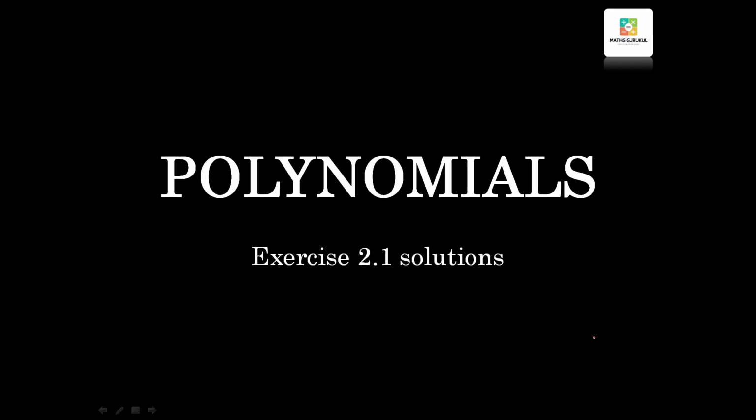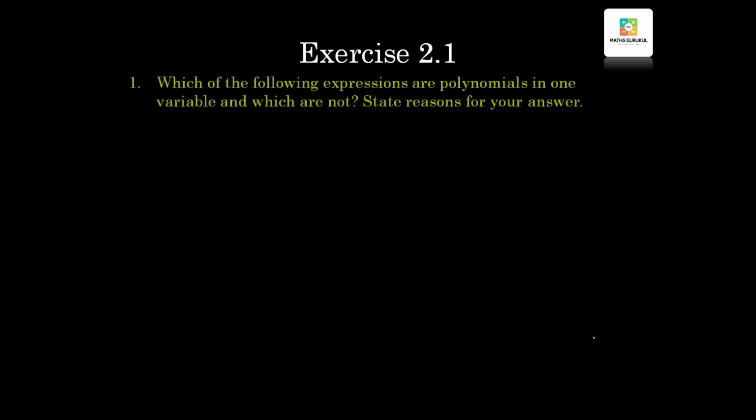Today we shall be doing exercise 2.1 of our NCERT textbook, which deals with polynomials. So the first question is: which of the following expressions are polynomials in one variable and which are not? State reasons for your answer. So in the question it is asked whether this particular expression is a polynomial in one variable or not. Now let us observe.